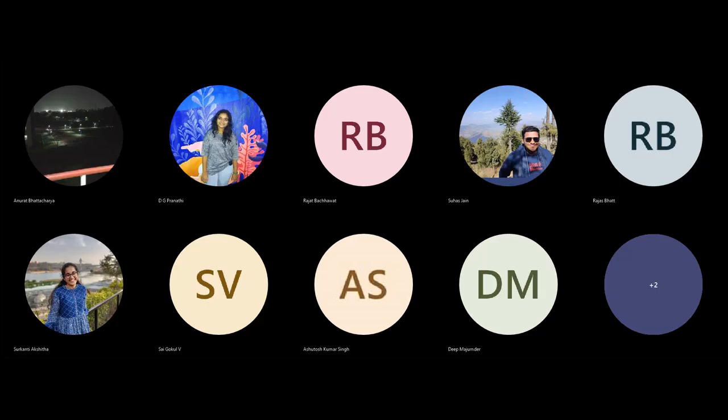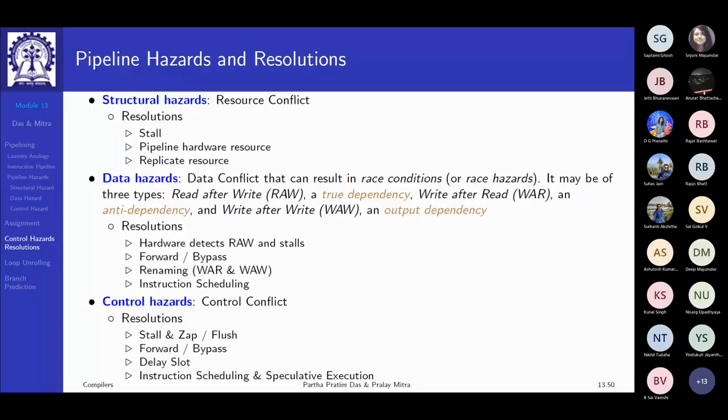Conflict. That is, two instructions which are in the pipeline in the same cycle are trying to use the same resource, and therefore there is a conflict. So two instructions at the same time cannot be in the decoder or in the execute stage and so on. So there are different resolutions available.